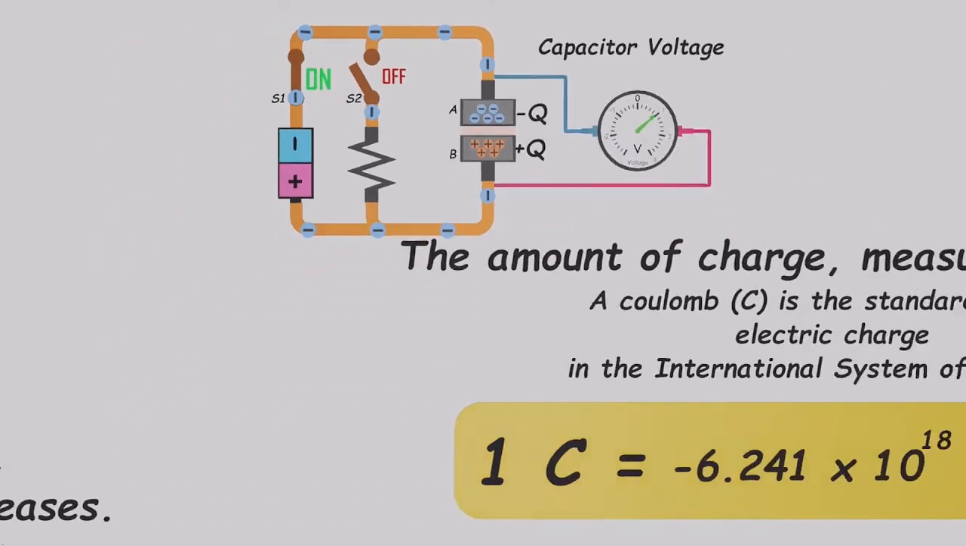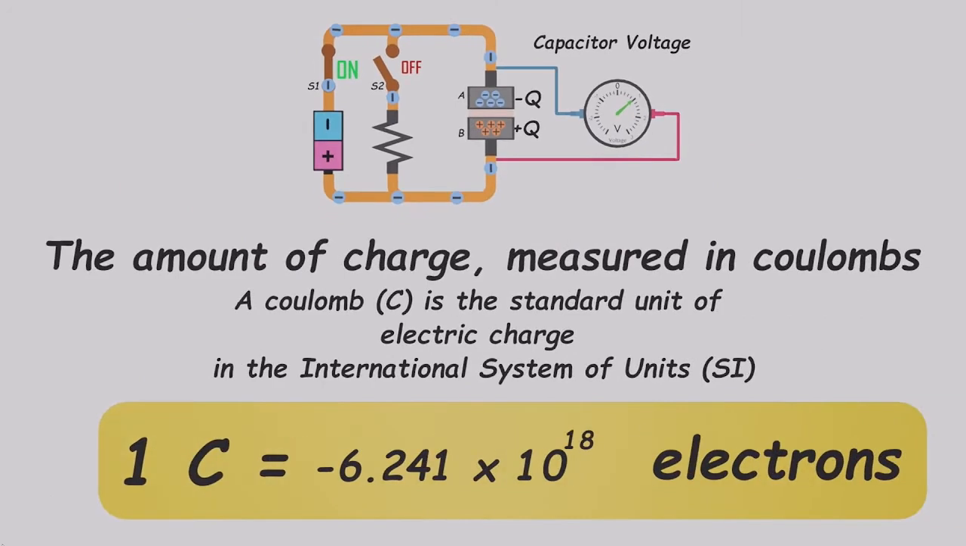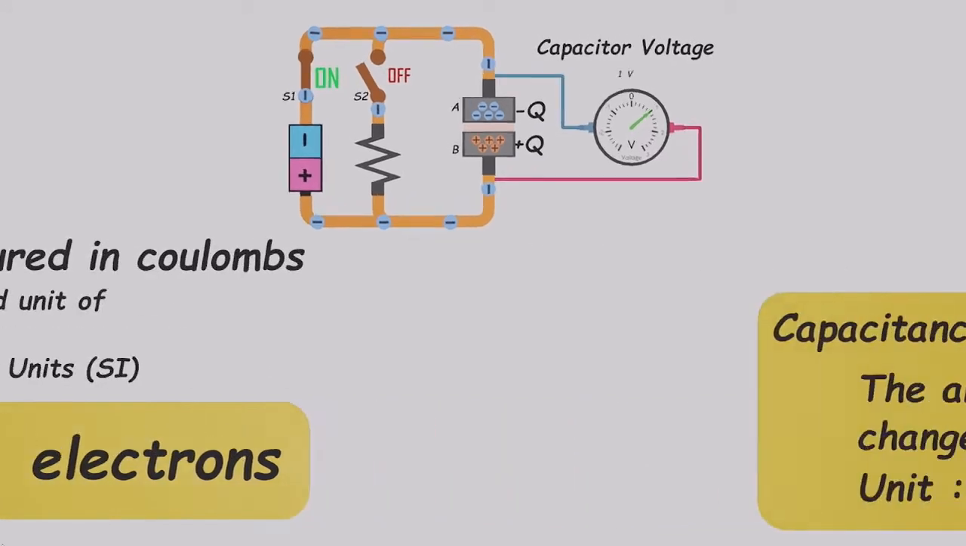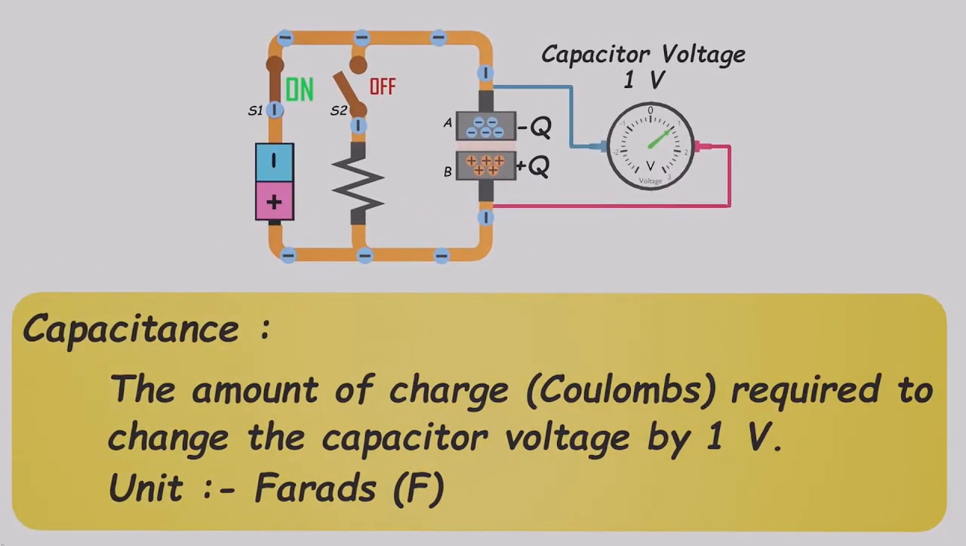The coulomb is the unit of electric charge in the International System of Units. 1 coulomb is equal to approximately 6 quintillion positive or negative charges. The capacitance of a capacitor is the amount of charge, measured in coulombs, needed to change the voltage across the capacitor by 1 volt. Capacitance is measured in units called farads.